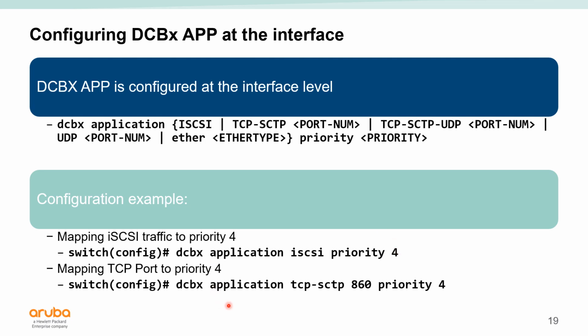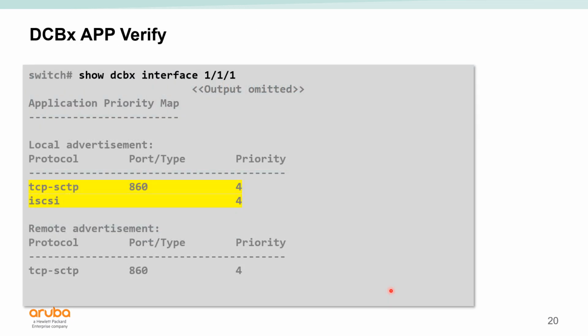The example below that is using a common TCP port, but it's the same type of configuration. You can see how easy it is to select your traffic and then remark it how you need it. And then going back to that same show DCBX interface command, we can also see those two previous application TLVs and how they were created and where you can see them.